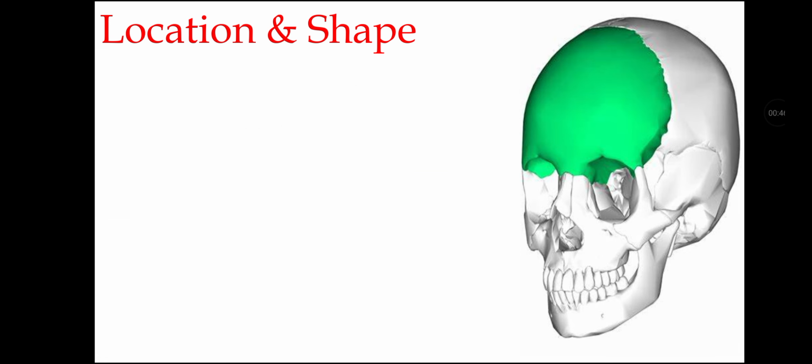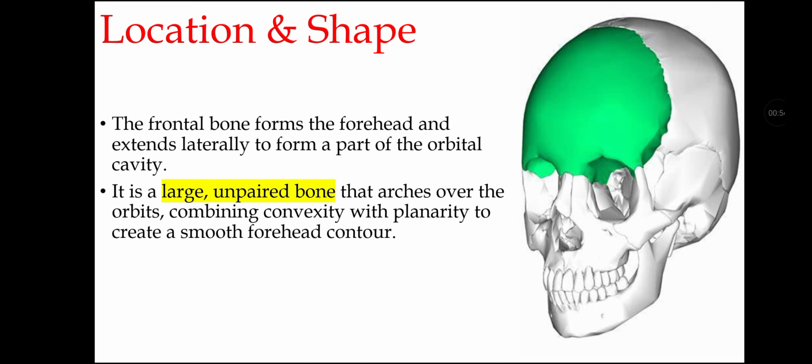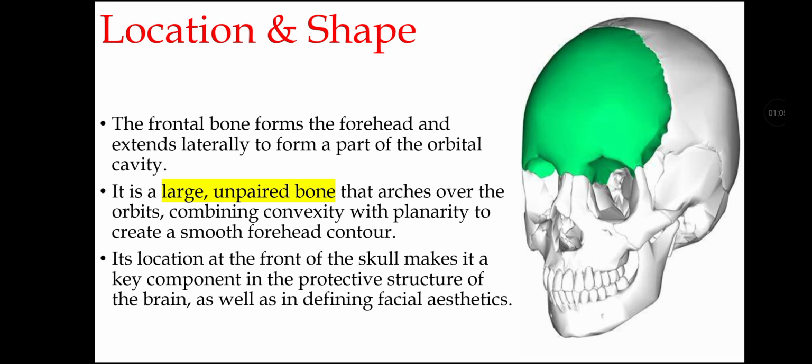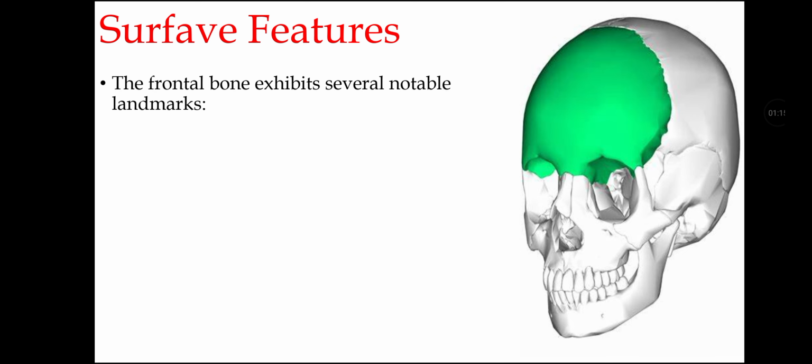Now let's talk about location and shape of frontal bone. Frontal bone forms the forehead and extends laterally to form a part of orbital cavity. It is a large unpaired bone that arches over the orbit, combining convexity with planarity to create a smooth forehead contour. Its location at the front of skull makes it a key component in protective structure of brain as well as defining facial aesthetics. Now let's talk about surface feature of frontal bone.